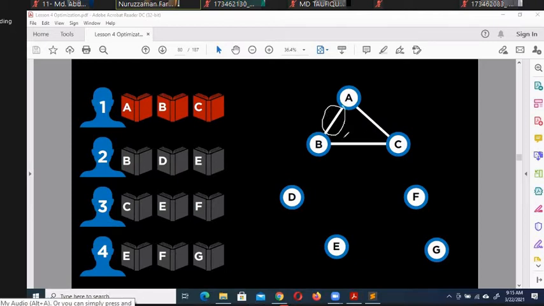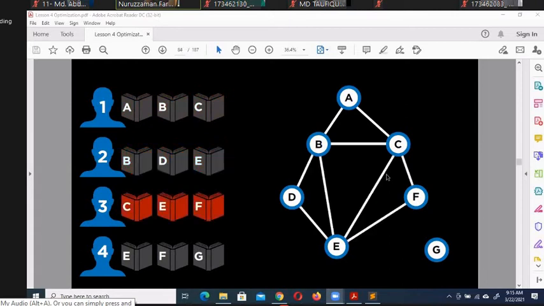At the same time, B and C can't have an exam on the same day. At the same time, A and C can't have an exam on the same day. So this is how, using graph theory, we can formalize our problem in the way we can encode in the computer.